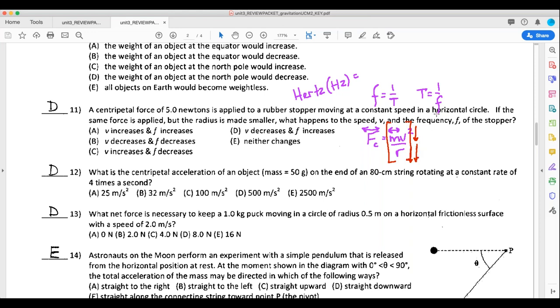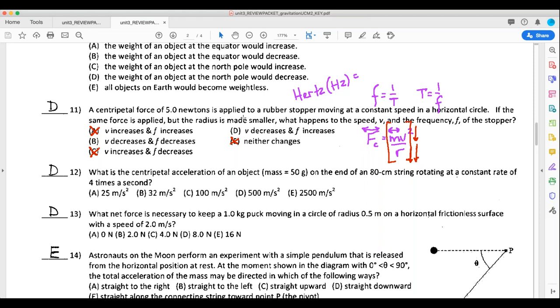So if that's the case, the numerator has to get smaller by the same amount. So v has to decrease. So by process of elimination, that gets rid of A and C and E. V decreases, and it's a 50-50 question at this point. Now, I understand that that's not good enough.